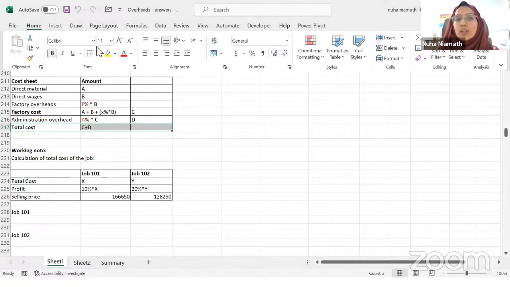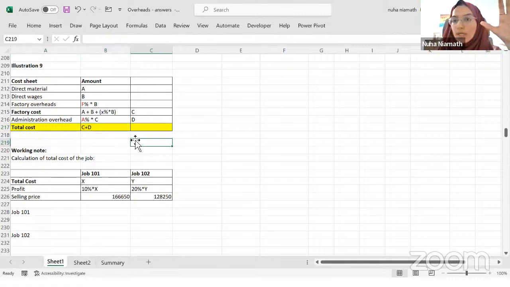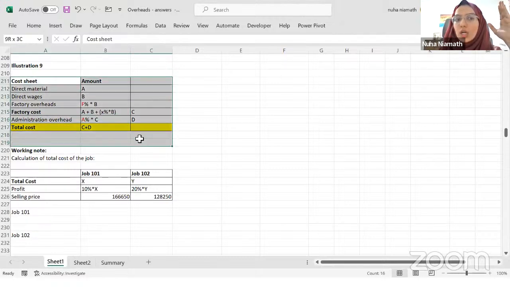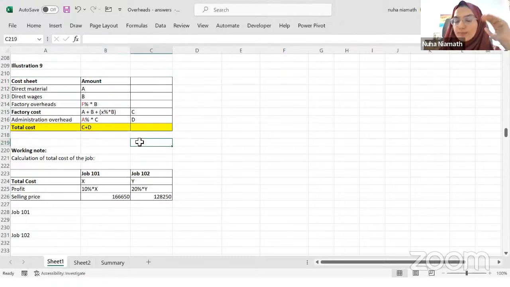So has everyone understood this cost sheet and what we mean by F% and A% and what we are trying to find out here? Is everybody comfortable with this cost sheet right now? Please let me know in the comments.